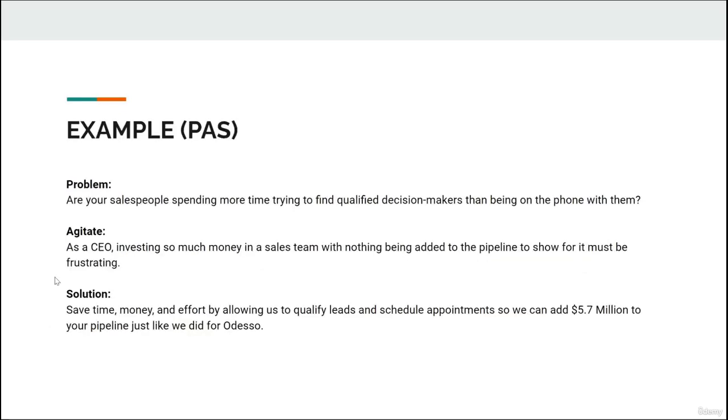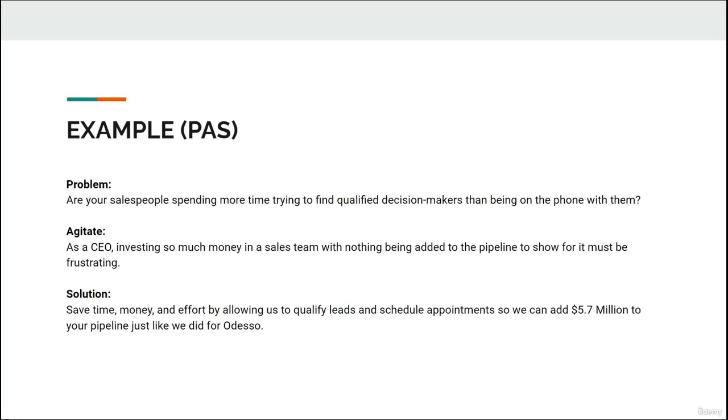So here's a good example right here. This is an example that you can use for lead generation. For example, the problem is, now here we're targeting, let's say, CEOs of a company, right? A problem here is, are your salespeople spending more time trying to find qualified decision makers than being on the phone with them? That's the thing with a lot of CEOs. They always have a sales team, and typically their sales team tries to find leads, but what they should really be doing is going on the phone with these leads to close them and to get more money for their company, right?